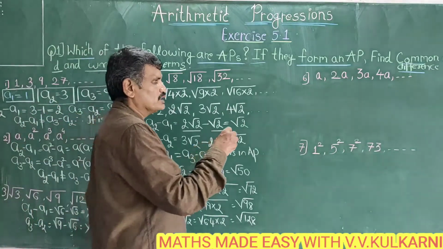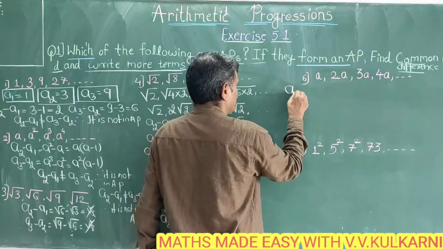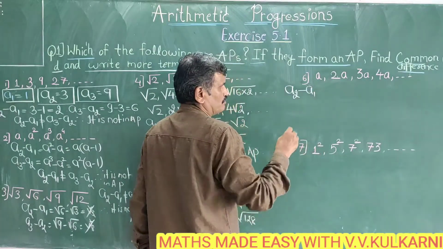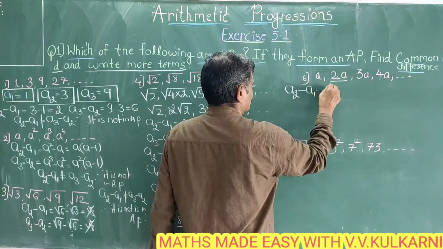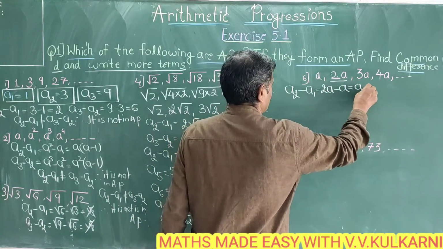Now let us go for the next problem: A, 2A, 3A, 4A. Let us see the difference between the successive terms. Second term minus first term. Second term is 2A, first term is 1A, the difference is A.